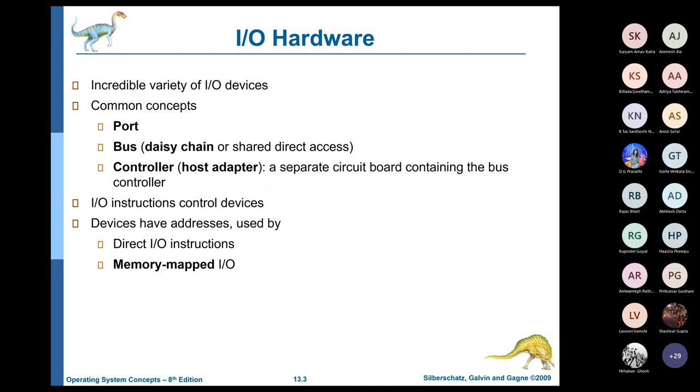Now there are two ways to control devices. There can be dedicated instructions or direct IO instructions. They are designed to interact only with IO hardware. We have not studied that type of instructions in MIPS, but they can be part of your instruction set architecture.